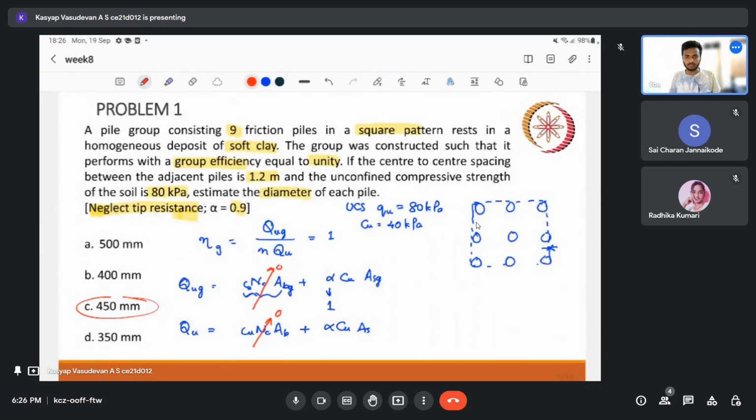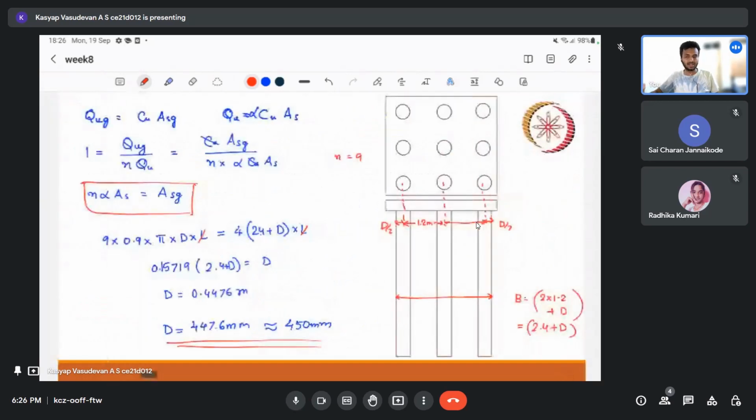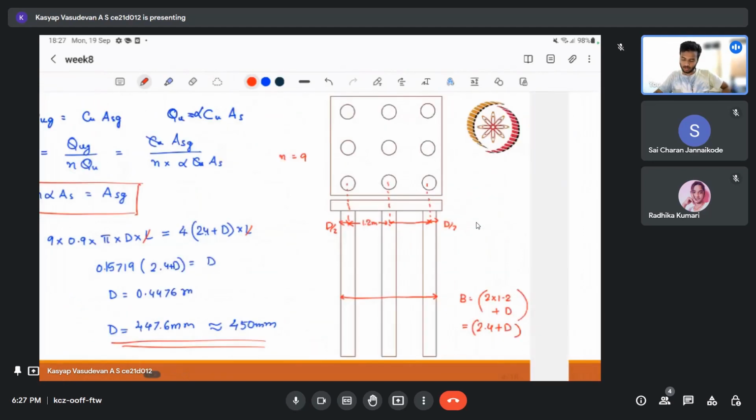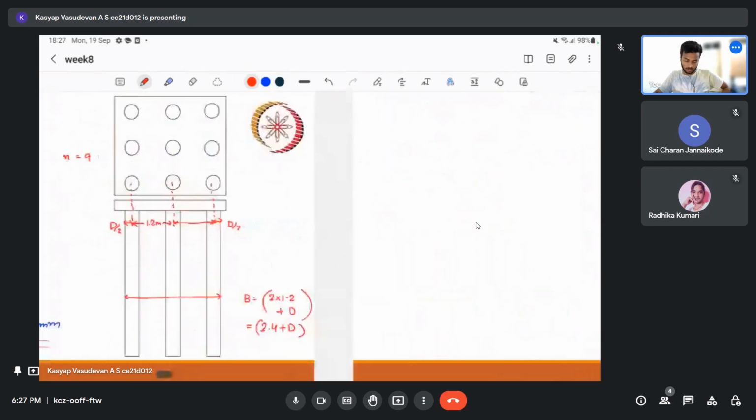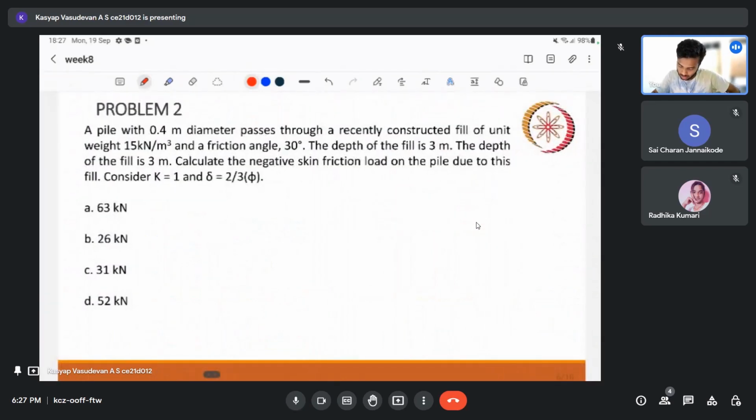Here the idea is, during design we'll take the efficiency as 1. It is mentioned in the question itself. So we got an equation and we can equate, and length doesn't matter here, even cohesion doesn't matter, because it will get cancelled on both sides. Having said that, let us go to the next one. Here, what do we have?